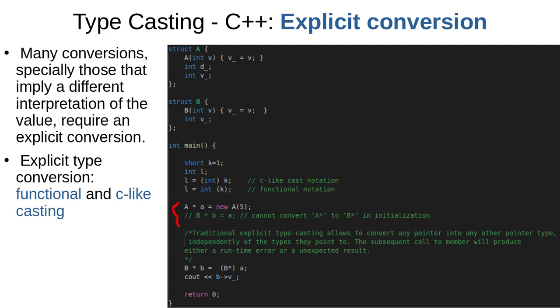Here is another example. So I have class A, which takes an integer in its constructor. It has two variables. I'm declaring here a pointer a of type A, and this pointer points to an object, and I'm passing the value 5 to its constructor.